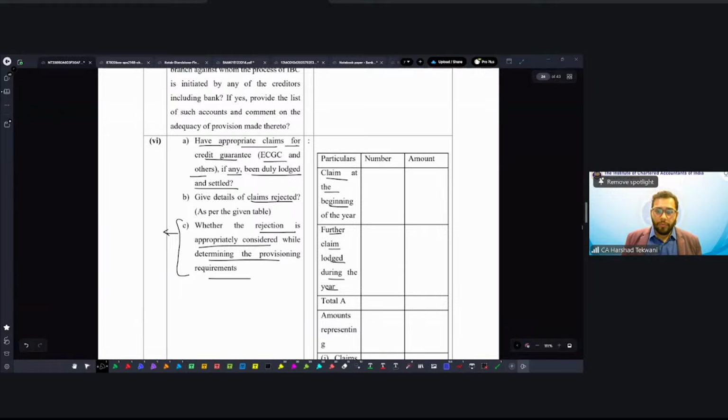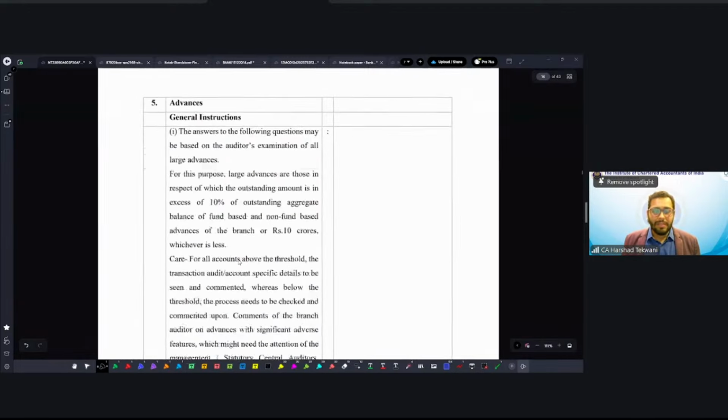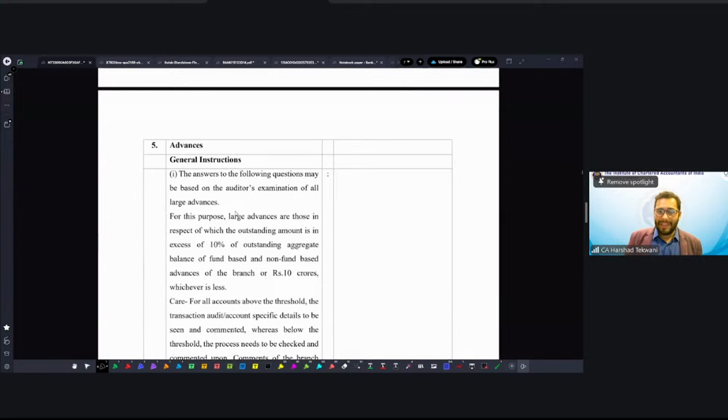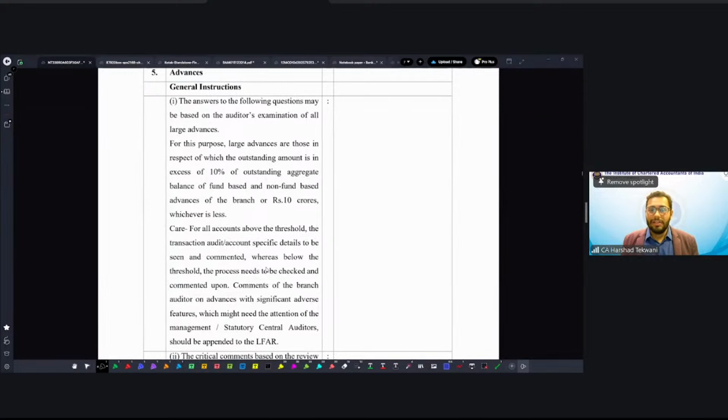Okay. So let's go through the further reporting requirements that we have in the LFAR for the advances. What we are required to report and why, whatever we have discussed with respect to the auditing point, and how it is relevant. When it comes to the advances, there are multiple sections under which we are required to report. This is for the branch auditors, specifically.